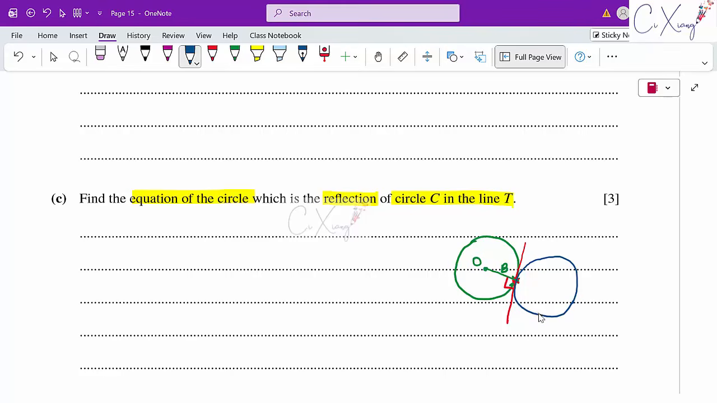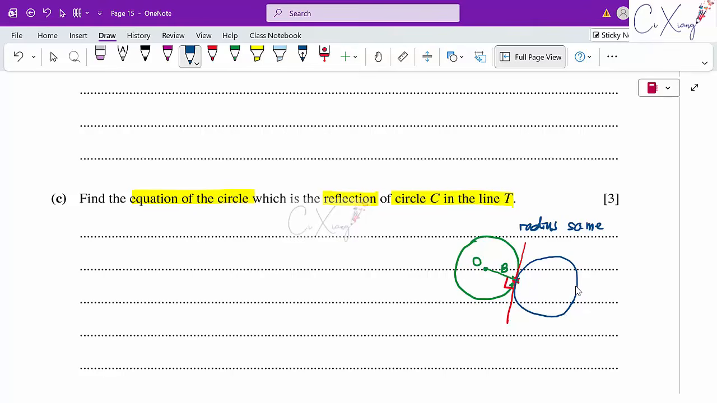And they're asking for the equation for this reflection circle, right? Okay, so if you want to know about the reflection circle here, again, you will see that the radius is the same, because the size of the circle should be the same after the reflection. And from here, we can see that the center of the circle is different. How can we find the center of the circle? Right, need to think a little bit more.